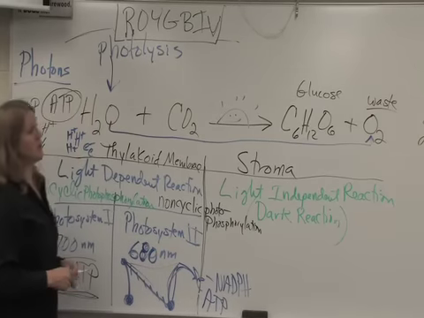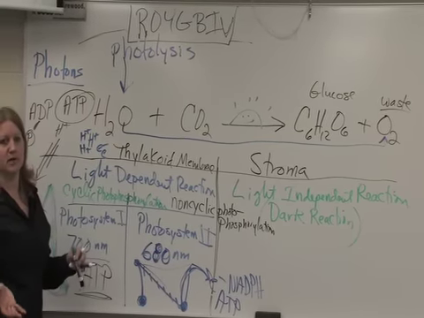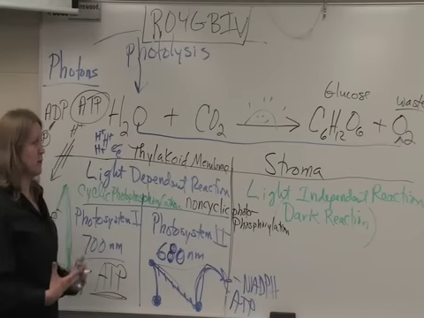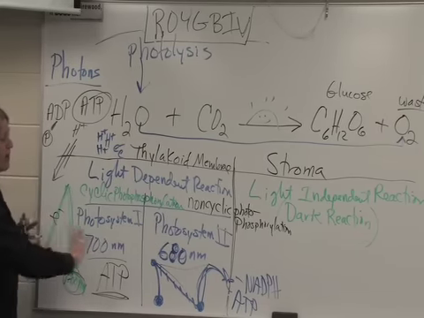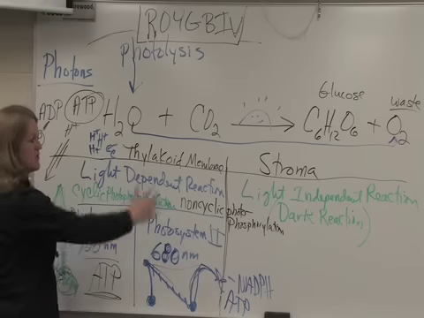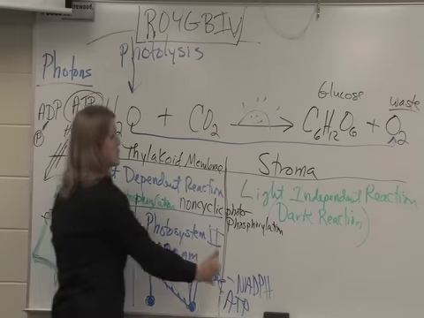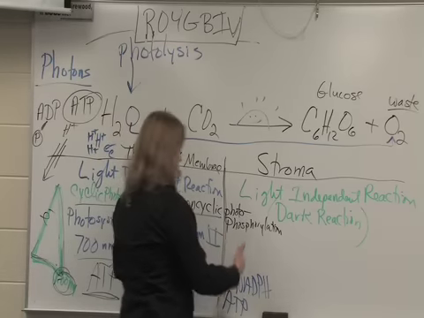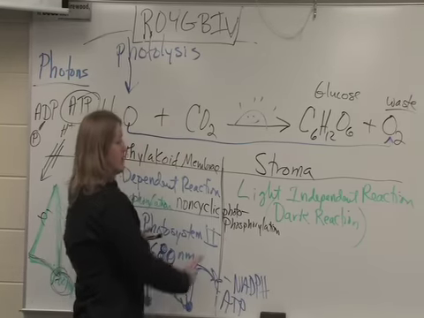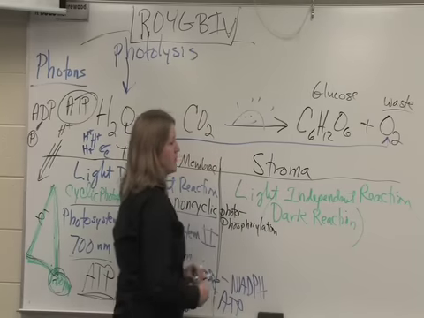Now the stroma of a chloroplast is not an air-filled space. It's a fluid-filled space, a very thick fluid filled with enzymes. These are all metabolic pathways we're talking about. Each one of these is run or driven by enzymes. But we need these products out here from the light-dependent reaction to use in the light-independent reaction.